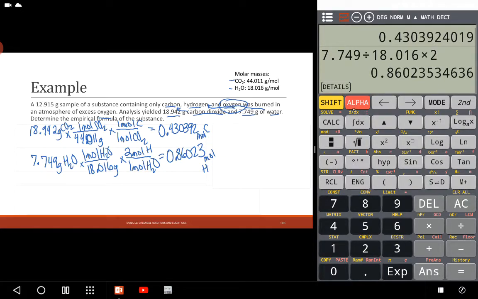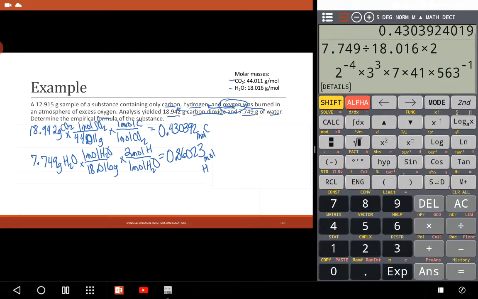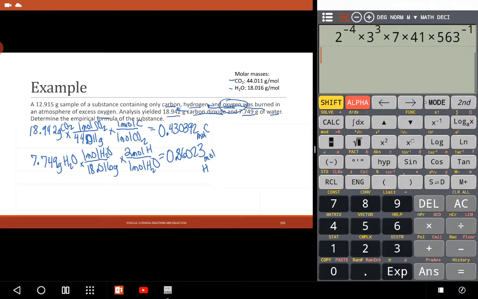All right, and now I'm going to store this number as B. What the heck was that? That's not what I meant to do. Oh dear.